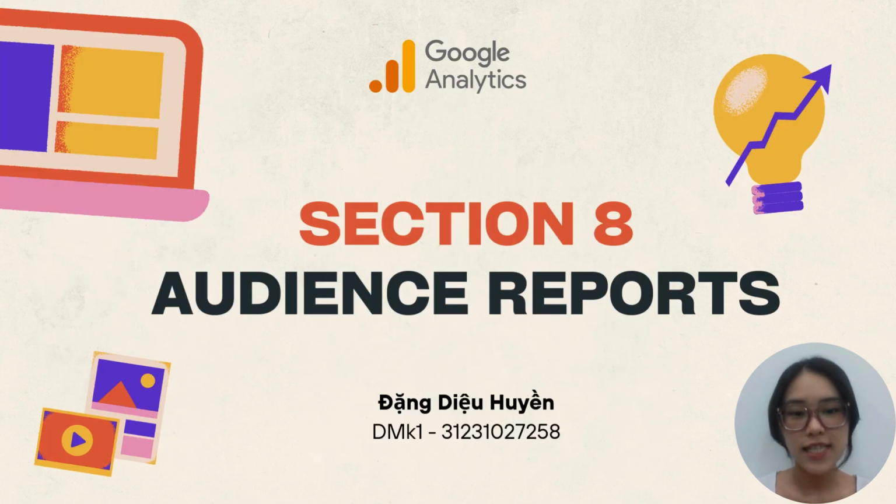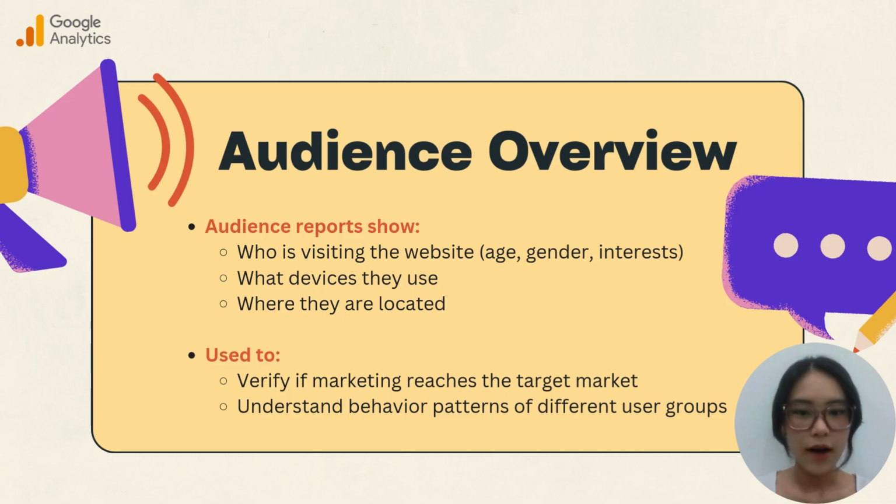Let's begin with Section 8, Audience Reports. Audience reports show who's visiting the website by age, gender, and interest, or maybe what devices they use and where they are located. They are used to verify whether our marketing reaches the target market and to understand the behavior patterns across different user groups.